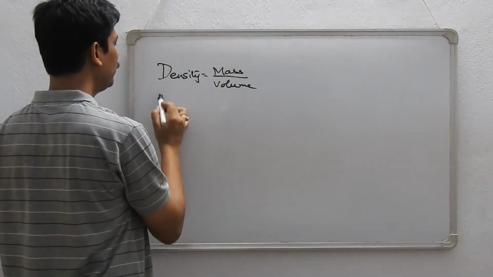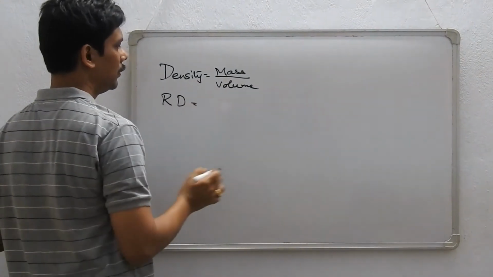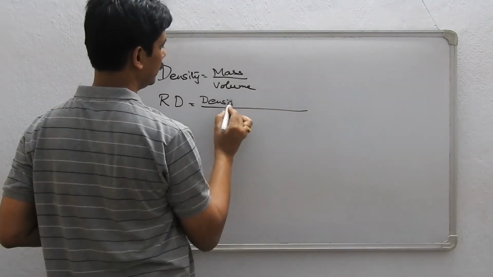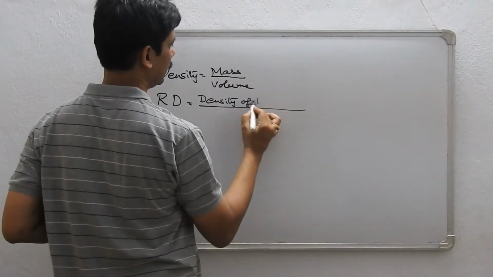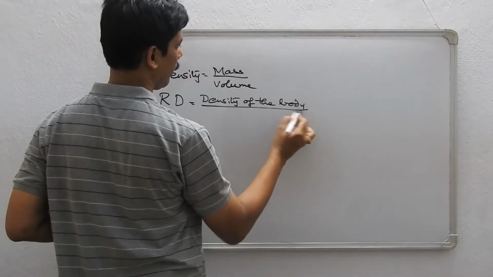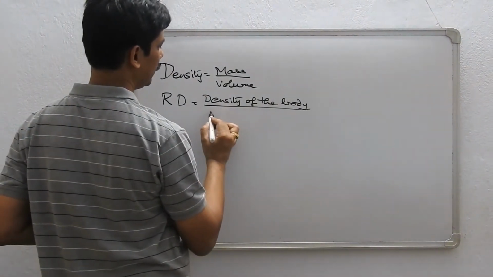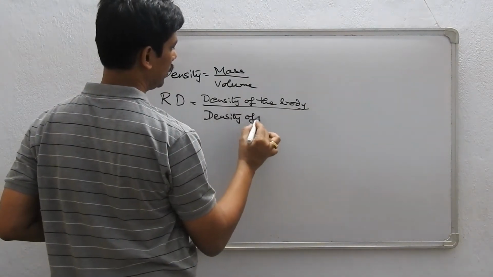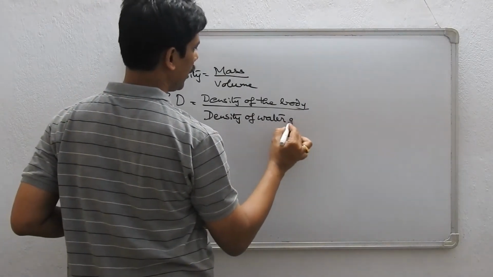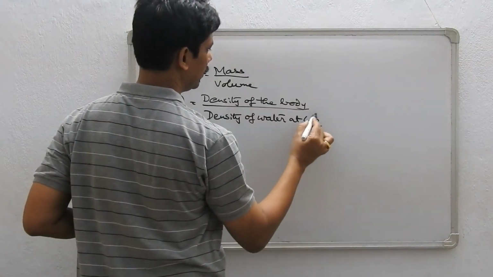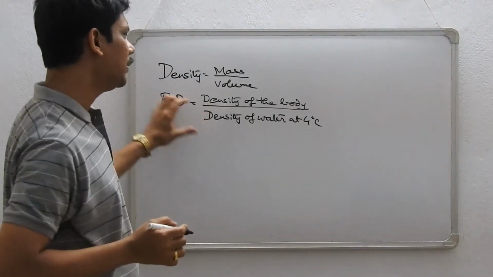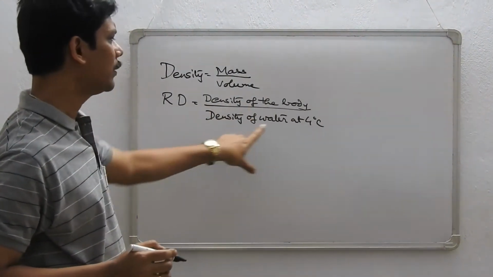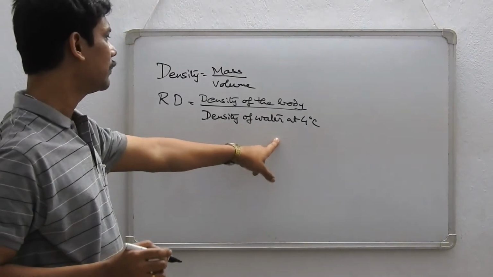And when we came to the relative density, it is density of the body divided by density of water at 4 degree centigrade. Now, relative density is therefore defined as the ratio of the density of the body to that of water at 4 degree centigrade. Now, what about the units?